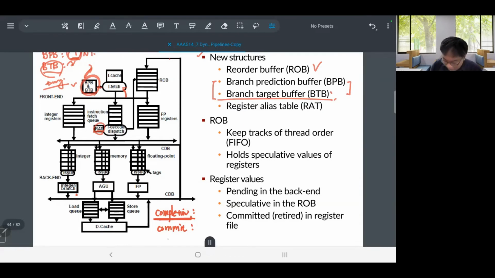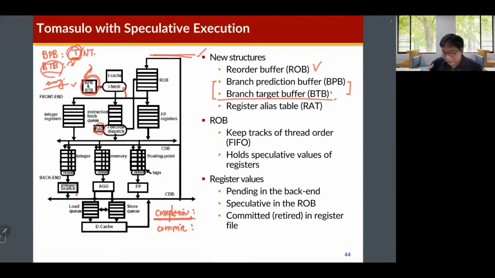Okay. Commit means that the data is updated to the registers. So the registers have committed data, which means it's updated data. So actually, to support speculative execution, we distinguish the completion and the commit of the instruction. Which means the registers also have different states.